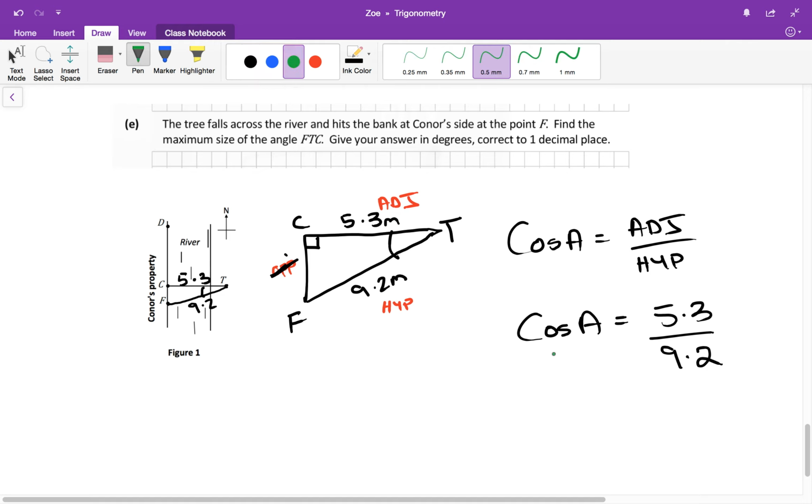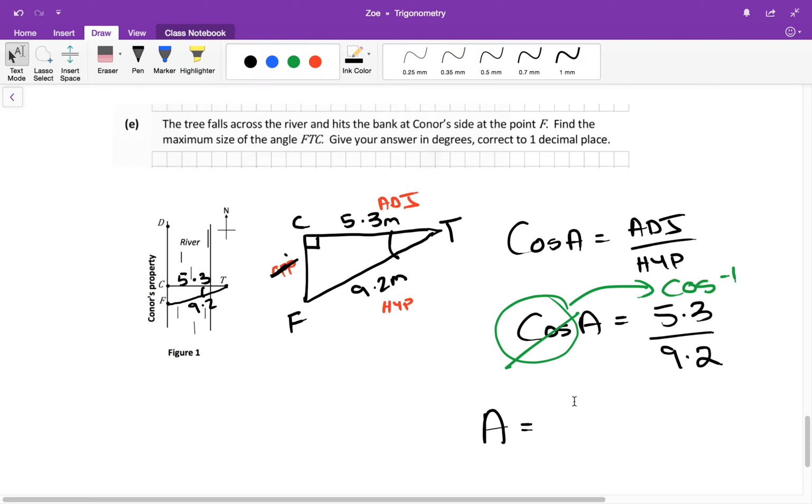So we're going to take the cos and we're going to bring it across the equals, and when that happens to a trigonometric ratio, it becomes inverse cos. So on your calculator, you do shift cos 5.3 over 9.2, and to one decimal place, again, it is 54.8 degrees.